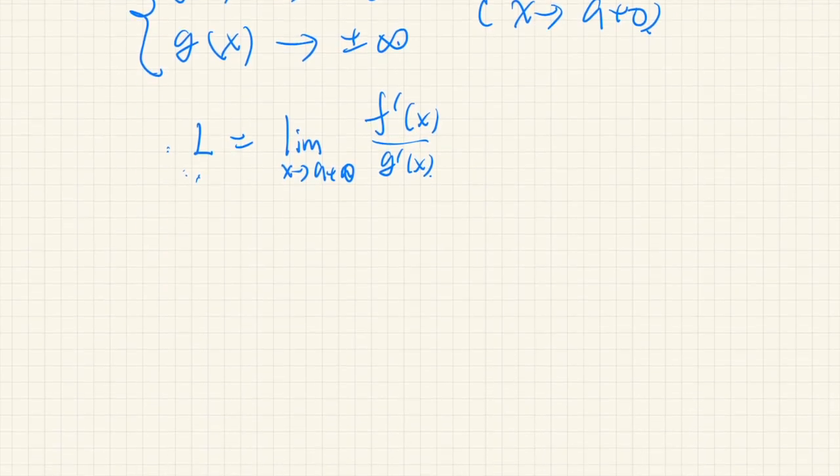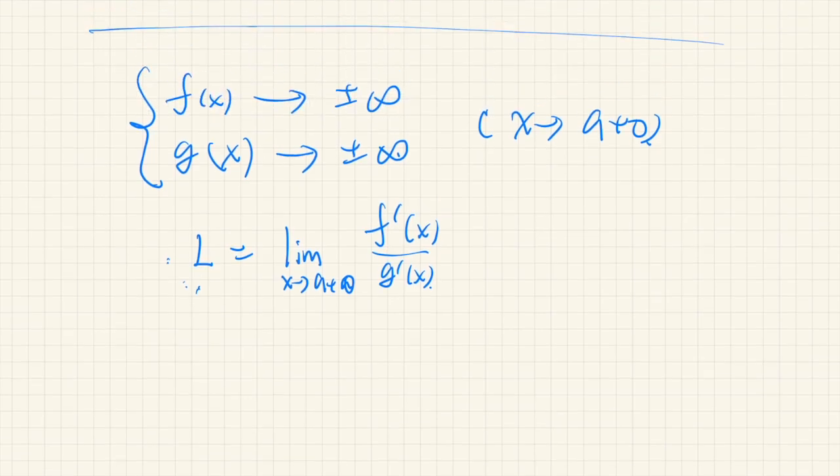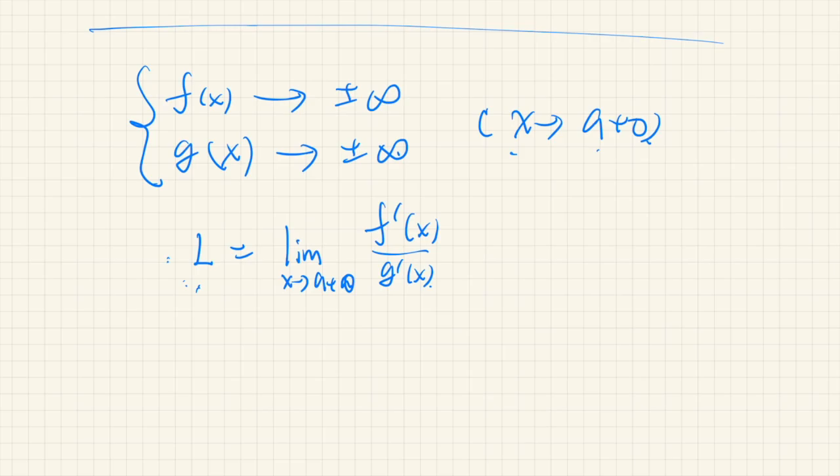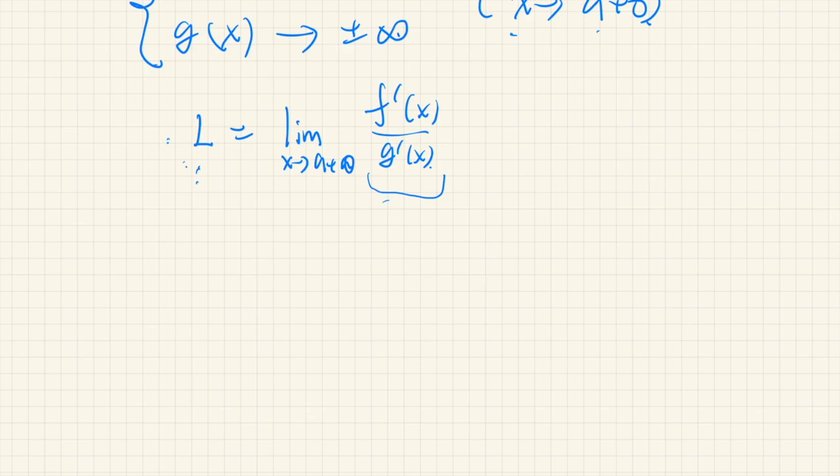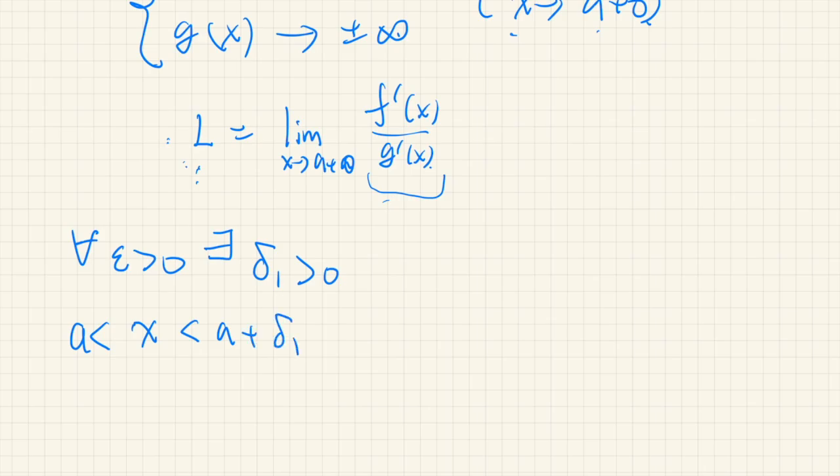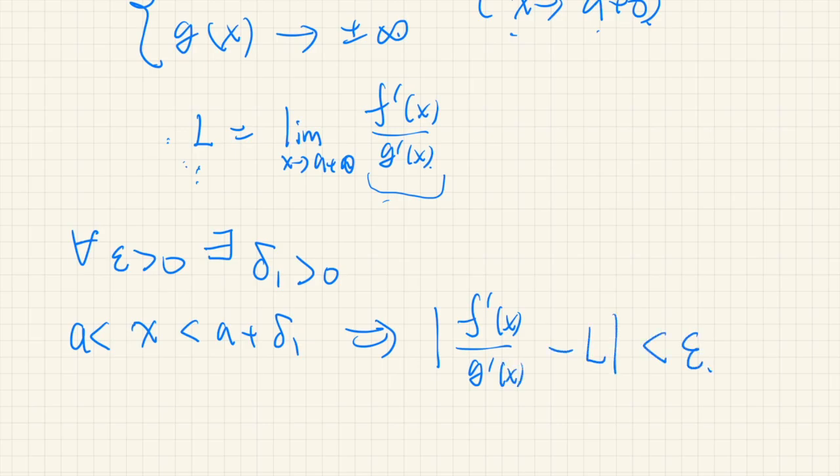Okay, so what this means is that if x is close enough to a, then this value becomes arbitrarily close to L. So in terms of an epsilon-delta argument, we can say that for any epsilon that is positive, there exists some delta, let's say delta 1 in this case, such that if x is between a and a plus delta 1, since we are considering only the right limit here, this implies the absolute difference between f prime of x over g prime of x and L is less than epsilon.